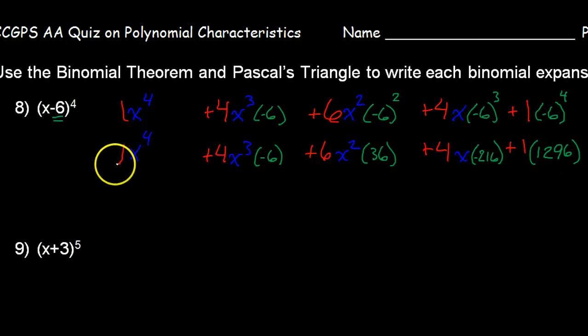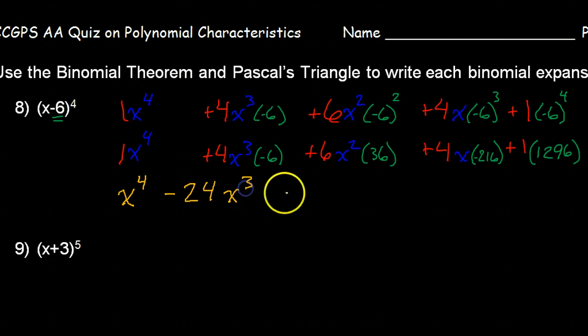Alright, so let's go ahead and do the multiplication and get rid of any unnecessary ones like this. So this is going to just be x to the 4th power. Alright, and here we have 4 times negative 6. That is negative 24. And we still have our x to the 3rd power. And then we'll have plus 6 times 36. That's going to be 216. So I'll have 216 x squared.